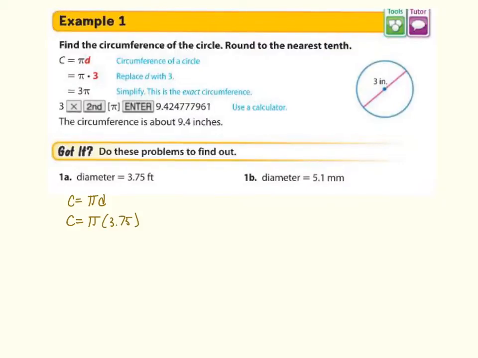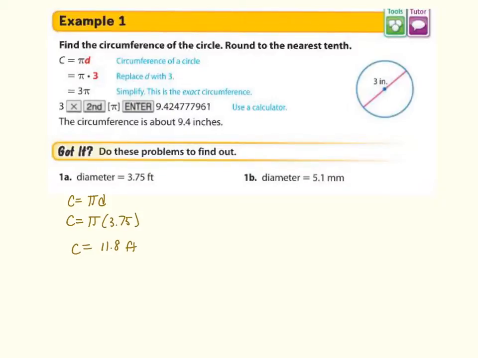and then press enter. So we started out by rounding to the nearest tenth. So for this one, you get 11.78. Let's go ahead and round to the nearest tenth value, which is going to be 11.8 feet. So that's the distance around the circle that has a diameter of 3.75.